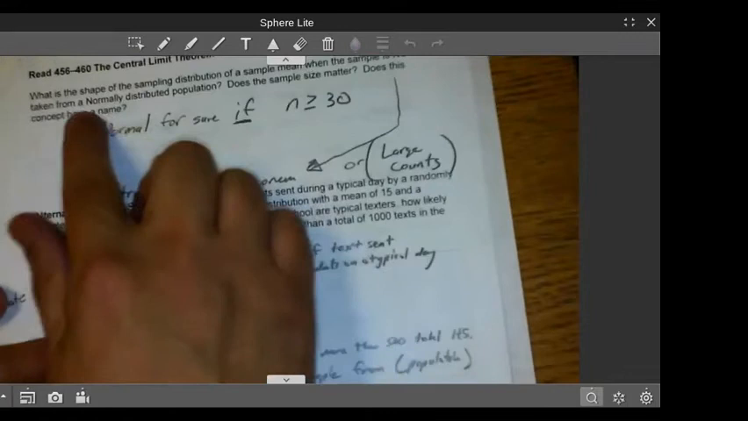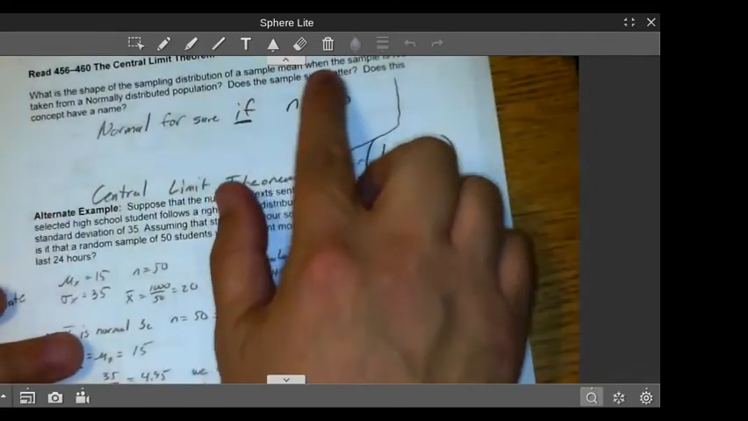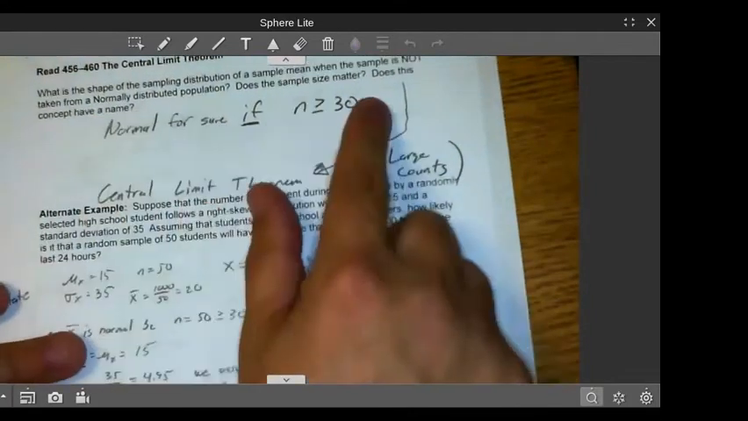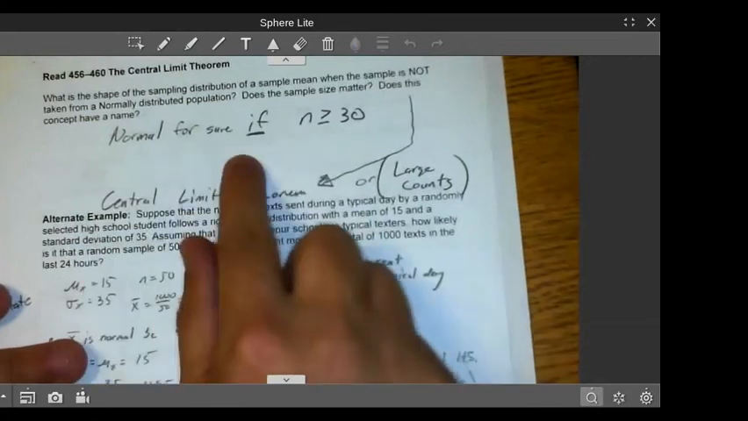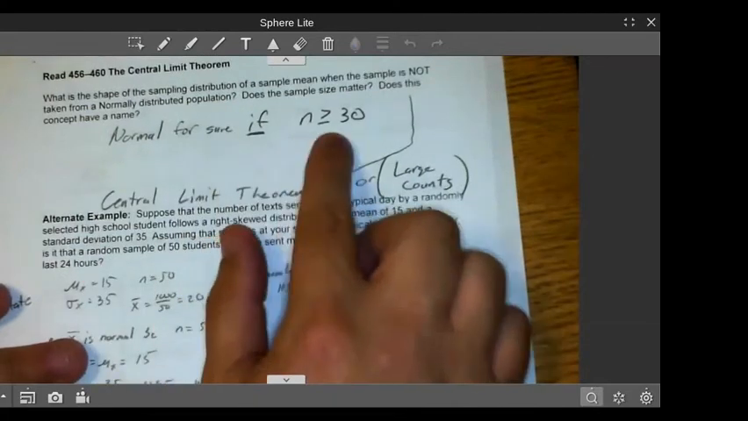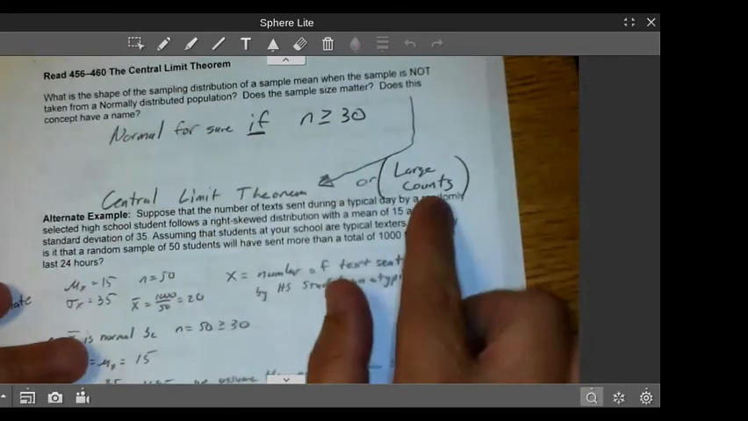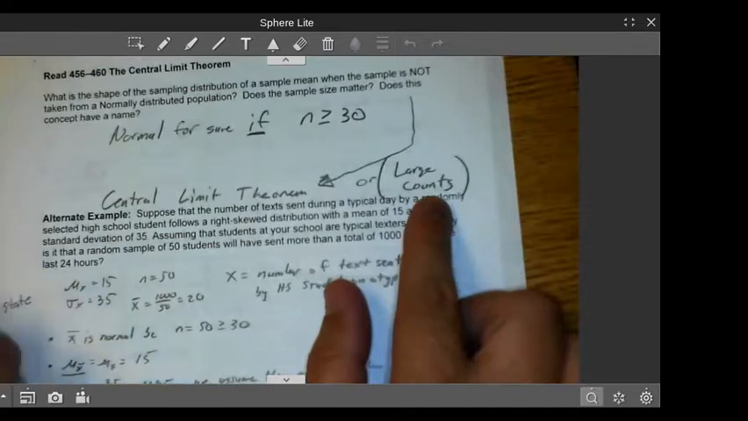What is the shape of the sampling distribution of the sample mean if the population is not normal? Well, I kind of let the cat out of the bag. It's normal for sure if n is greater than or equal to 30. It's called the central limit theorem or the large counts theorem. Large counts, lost the word I'm looking for.